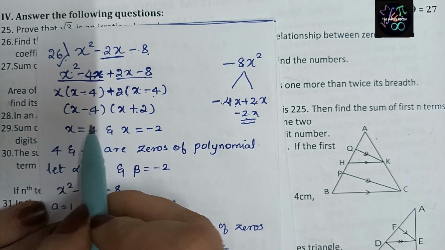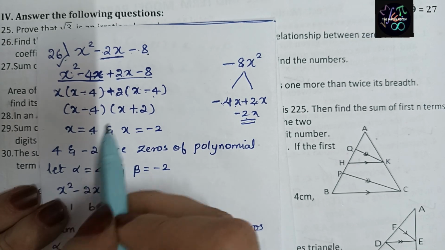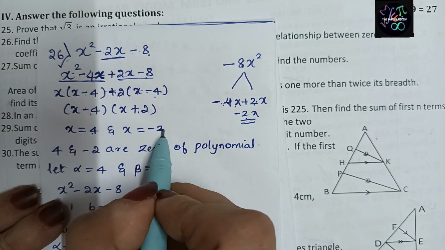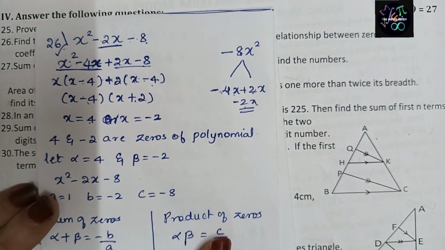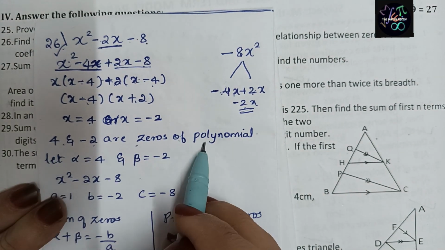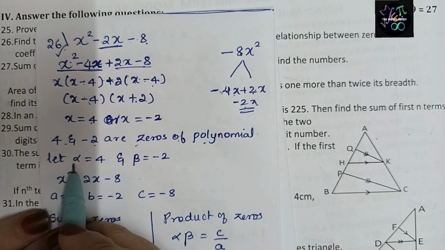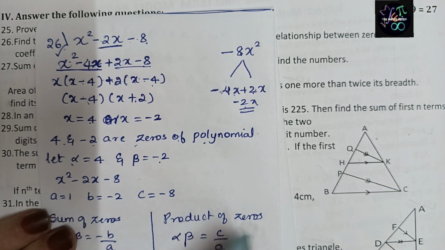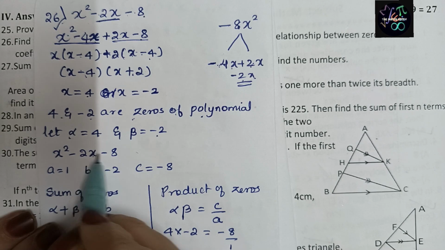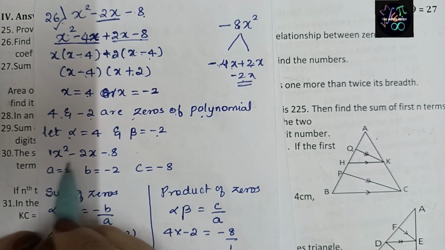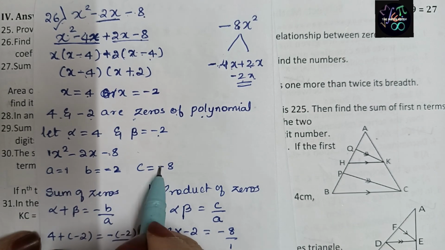So x is equal to 4 if we take this side, it is plus 4, and x is equal to minus 2. So here x is equal to 4 or x is equal to minus 2. So 4 and minus 2 are the zeros of the polynomial. Let us consider alpha as 4 and beta as minus 2. The given polynomial is x square minus 2x minus 8. So the a value is 1, b value is minus 2, and c value is minus 8.